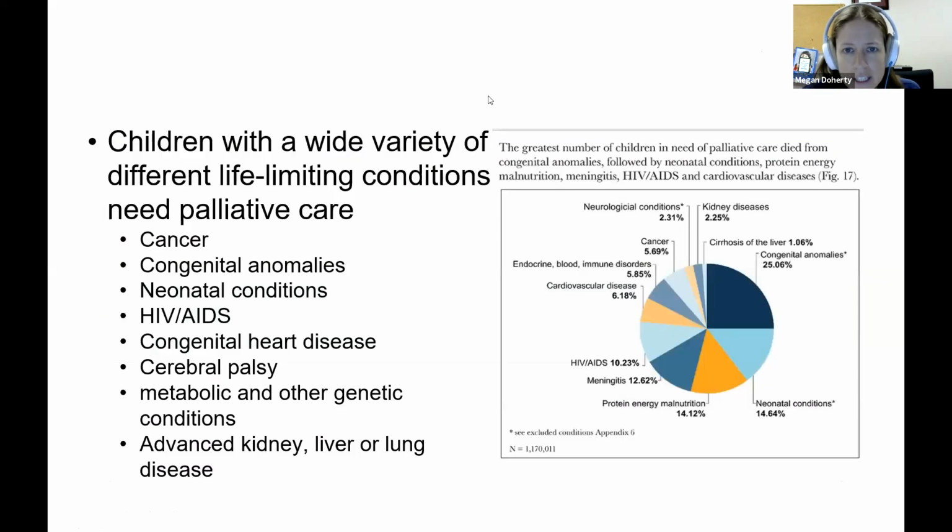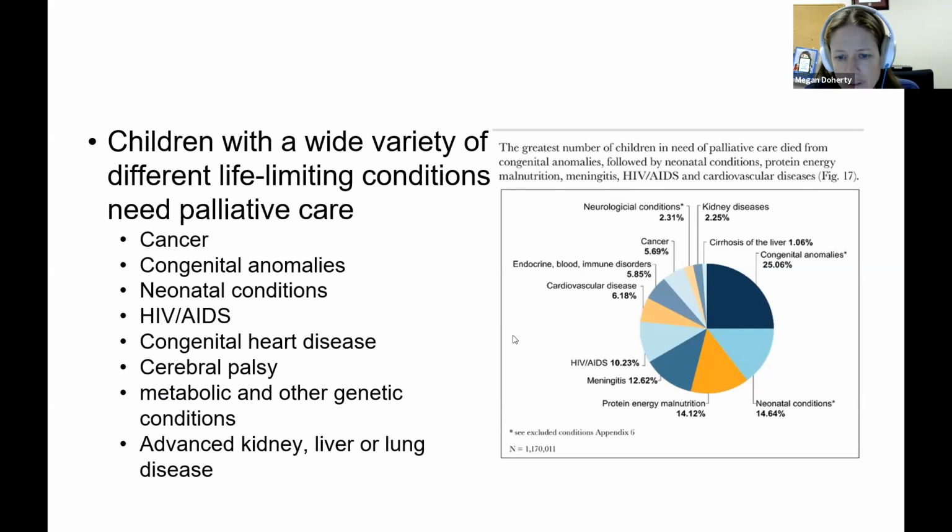A few of the other examples of children would be these kinds of different conditions. So cancer, congenital anomalies, neonatal conditions, HIV/AIDS, not that common in Bangladesh, but it's something to mention, congenital heart disease, cerebral palsy, metabolic and other genetic conditions. And I would emphasize that you don't need to know the exact condition because they all don't really have any treatment, right? There's very limited treatment options. And then advanced kidney, lung, or liver disease.